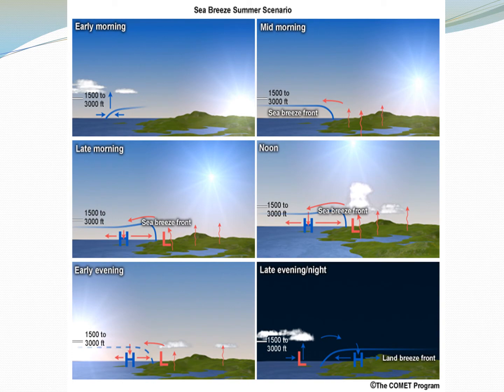This diagram shows the development of the lake breeze during the day. Also take note that at night, the circulation actually reverses itself and flow near the shore becomes offshore as the land cools more dramatically than over the water. So essentially at night, the whole process reverses itself.